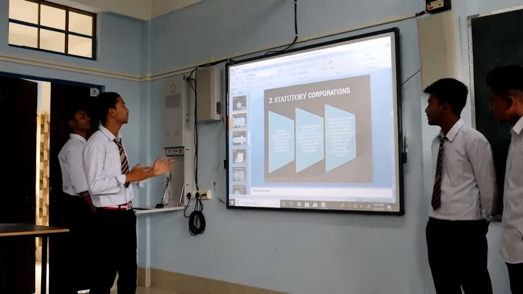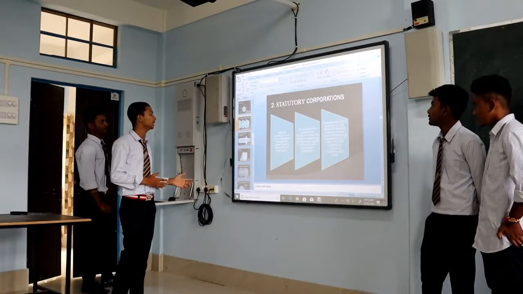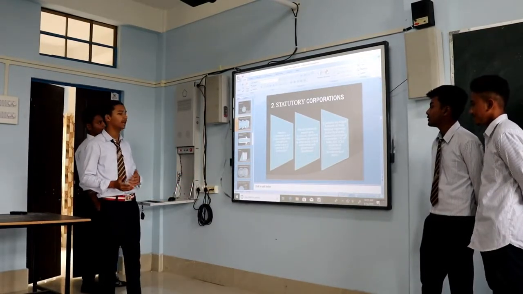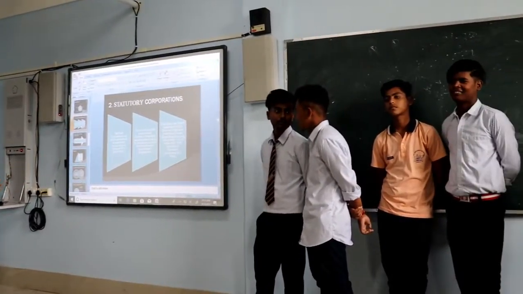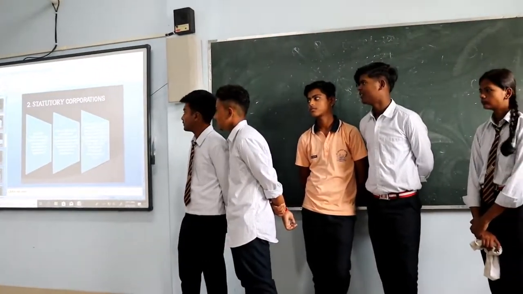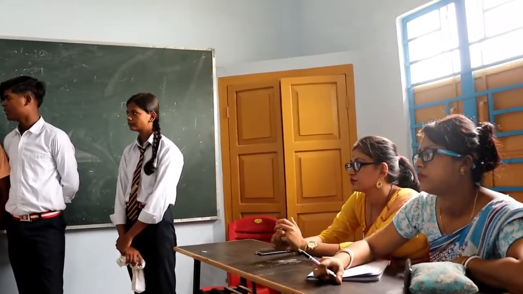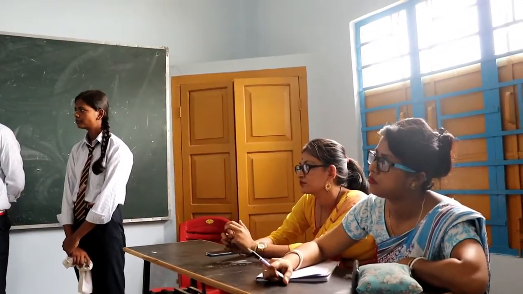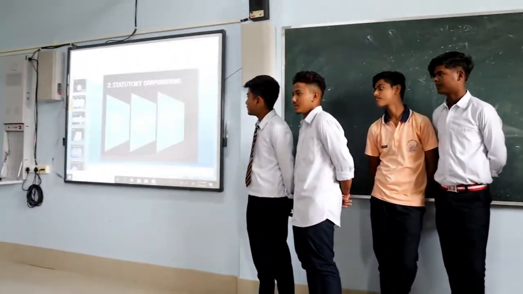So second one is statutory corporation. Statutory corporations are public enterprises brought into existence by a special act of parliament. The act defines its powers and functions, rules and regulations governing its employees and its relationship with government departments. Examples are Airport Authority of India, National Highways Authority of India, Central Warehousing Corporation, etc.